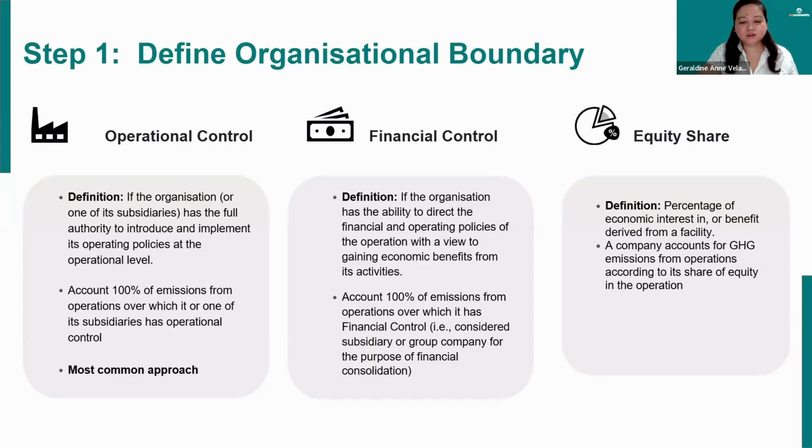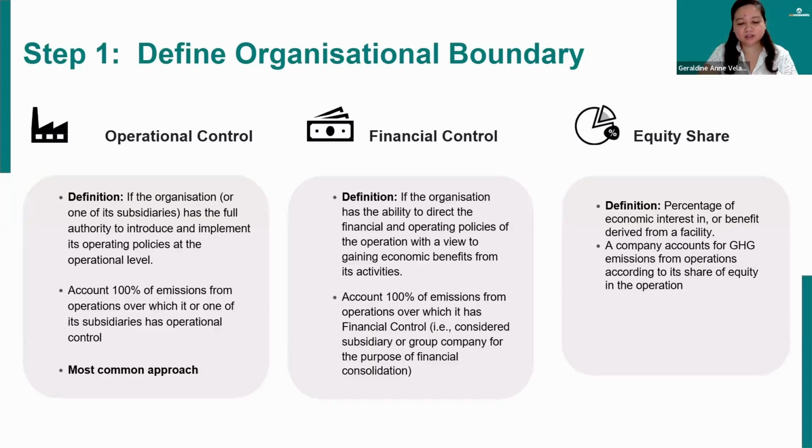Financial control. You choose this when you control the money. Use financial control if your company makes the financial decisions for the business. You choose this when you approve budgets. You control financial risks and rewards. You make investment decisions. You consolidate it in your financial accounts. For example, you own 51% of a joint venture and control financial decisions. Choose financial control even if you don't run daily operations. This approach aligns closely with accounting consolidation.